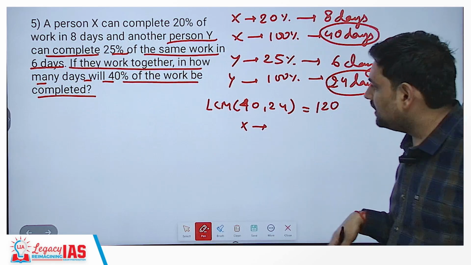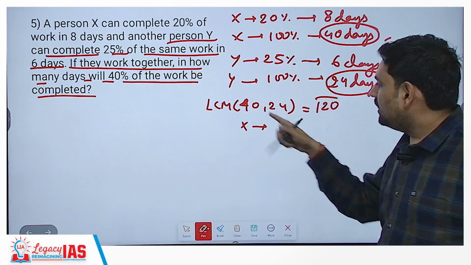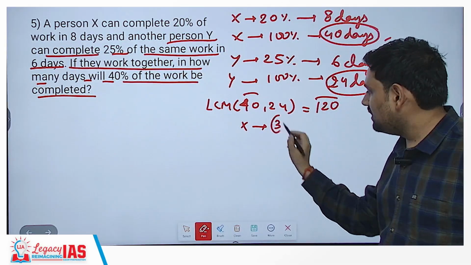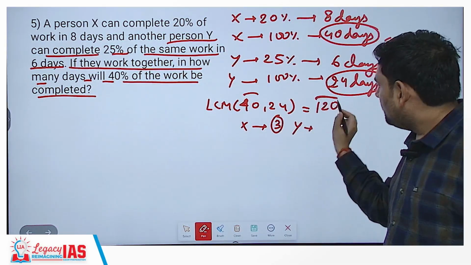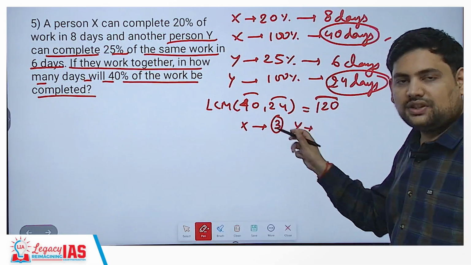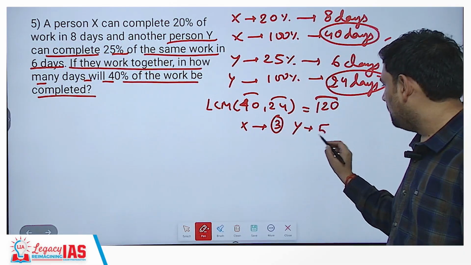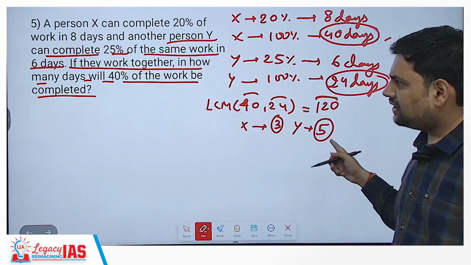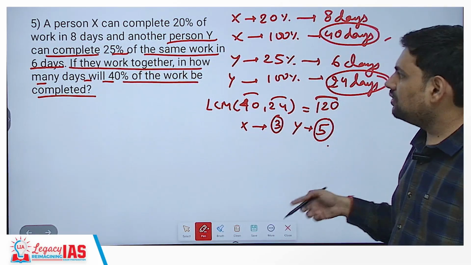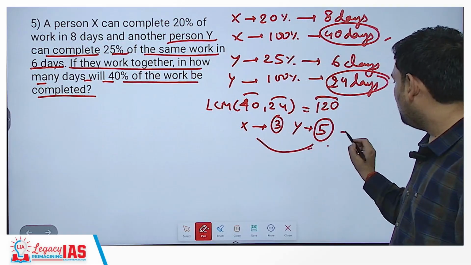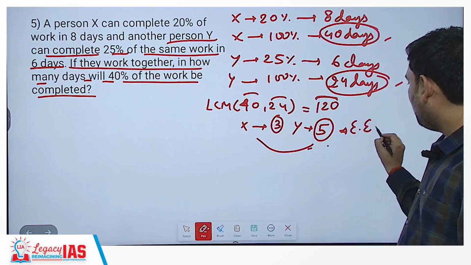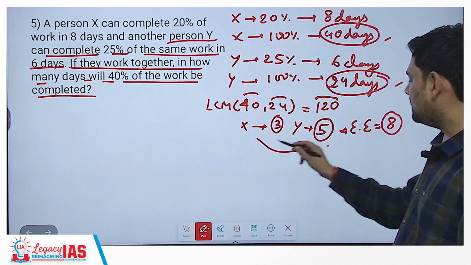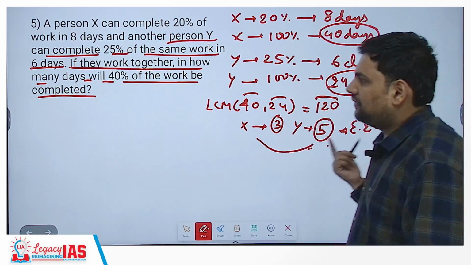Then let's write the efficiency of X. So 120 divided by 40. Efficiency of X is 3. Then 120 divided by 24. Efficiency of Y is 120 divided by 24, which is 5. So efficiency of X you know, efficiency of Y you know. Now if they work together, then effective efficiency becomes what? 3 plus 5, that is 8. So effective efficiency is 8.